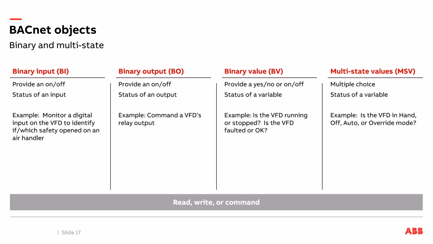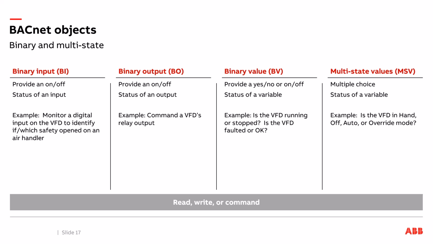I have binary outputs. An example there is I could control the relay output of a drive if I was short an output. Another one was get out of jail cards. Binary values, this is really good for status. So it's a yes or a no, or on off. Is my VFD running? Yes or no. Is my VFD faulted? Yes or no. So if you need that information from the drive, the automation system can say, what is the value of BV0? What is the value of BV1? What is the value of BV2? Kind of go through a list of all the different things that we can answer.